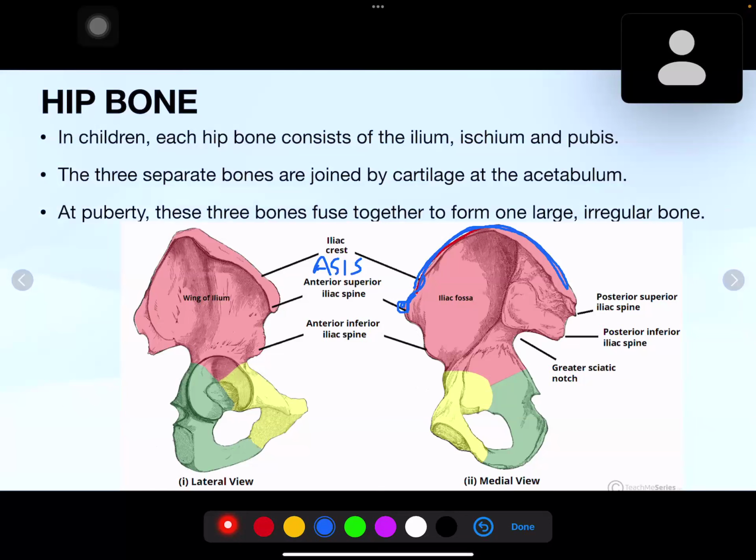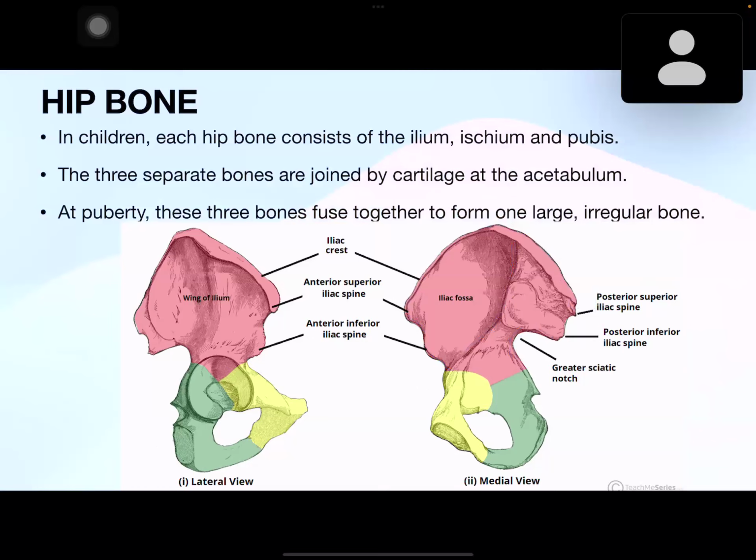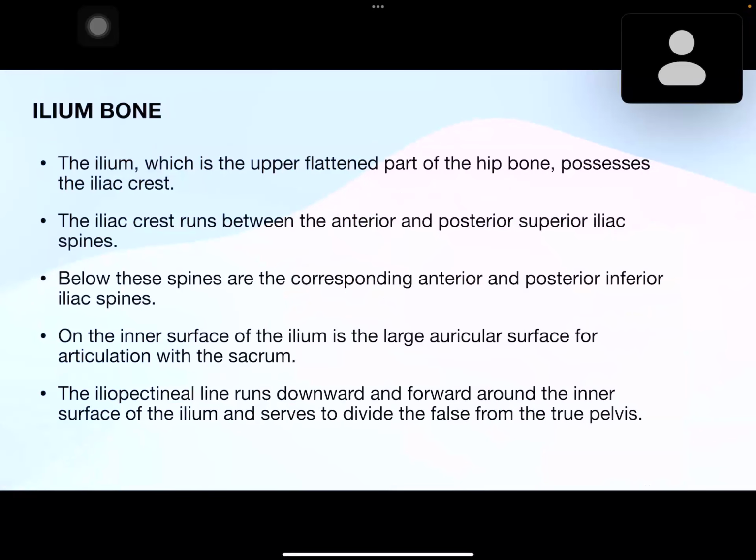And there's the anterior inferior iliac spine. Likewise, in the posterior border, there will be a posterior superior iliac spine, and then the posterior inferior iliac spine, and then there will be a sciatic notch. So this is all about the ilium bone. These are the landmarks, and anteriorly, this line is called the iliopectineal line. So see the next slide.